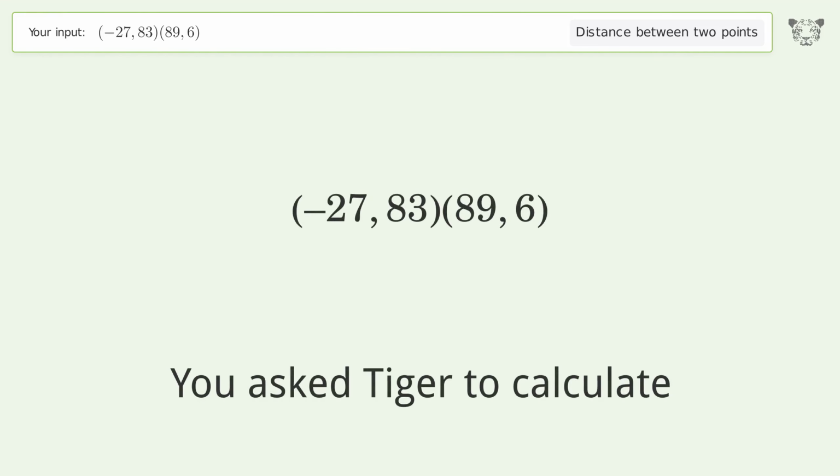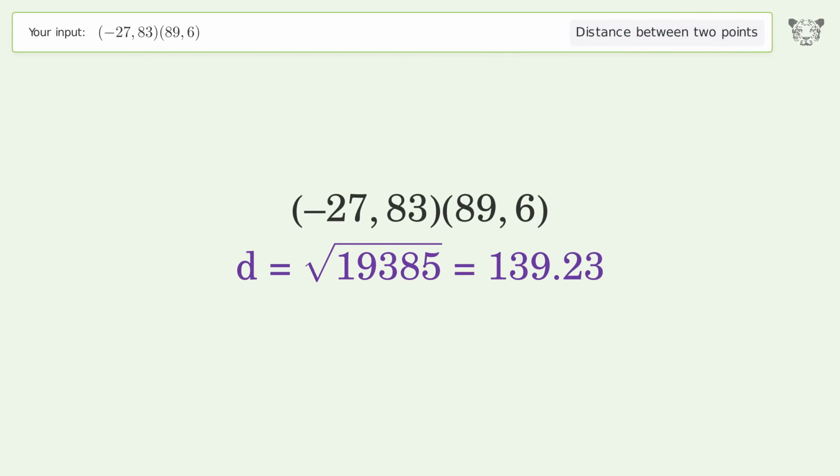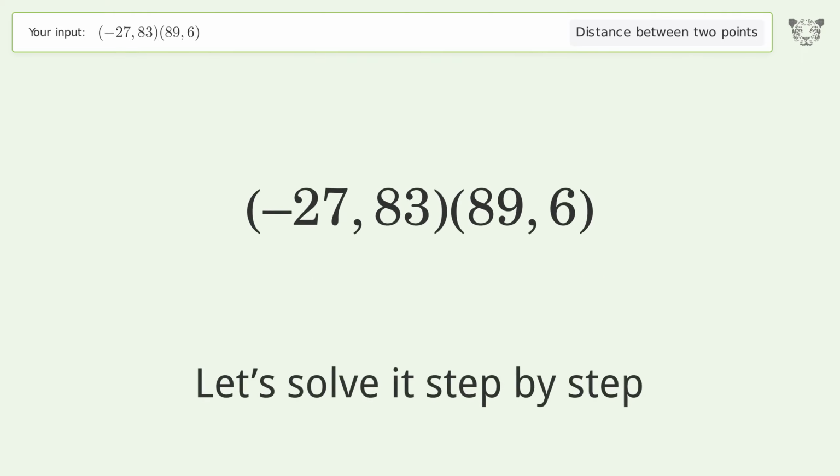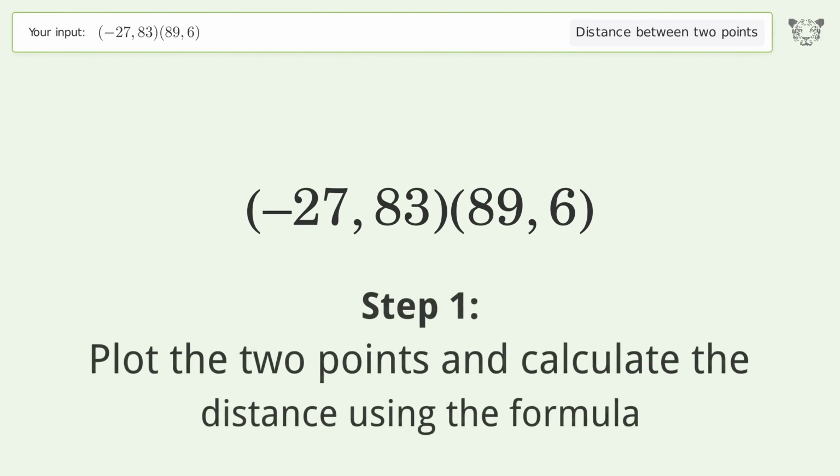You ask Tiger to calculate. This deals with the distance between 2 points. The distance between the 2 points is the square root of 19,385, or 139.23. Let's solve it step by step. Plot the 2 points and calculate the distance using the formula.